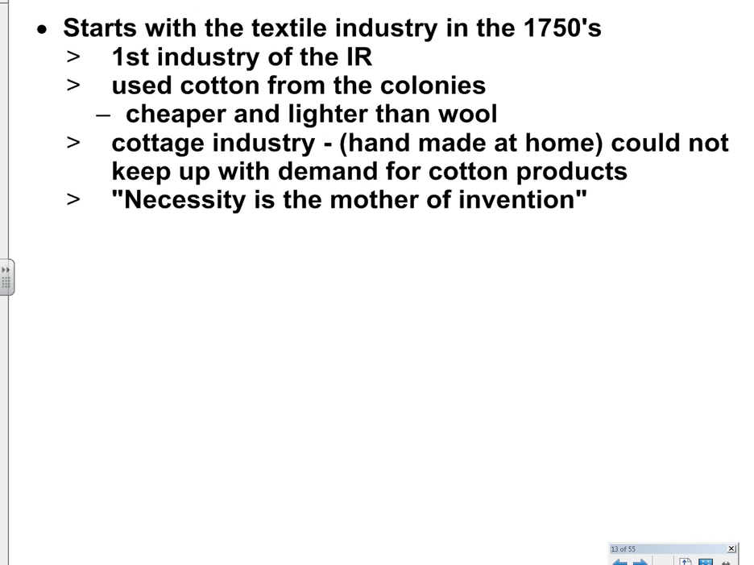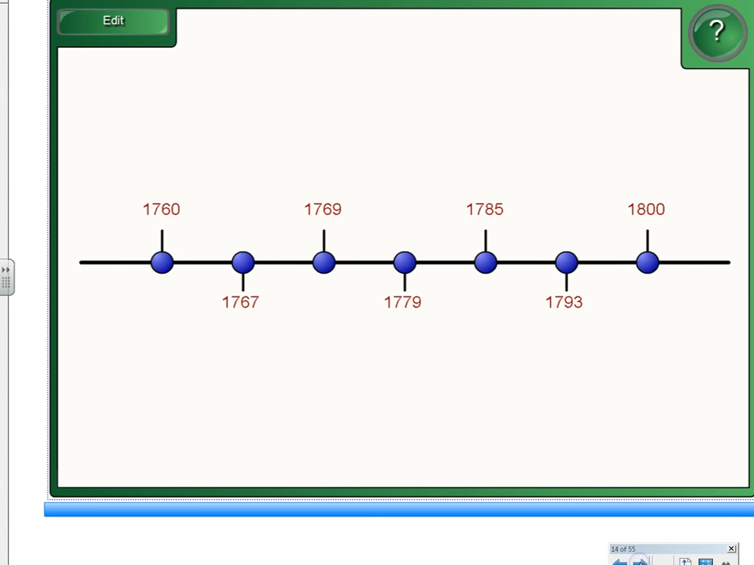Okay, the revolution begins with the textile industry, with the making of cloth. It's the first industry. They used cotton from the colonies, cheaper and lighter than wool. And it started as what's known as a cottage industry, with people making it at home, but that can't keep up. So necessity becomes the mother of invention. People can't keep up with it, so they figure out how to make more. Okay, so some inventions that come along.